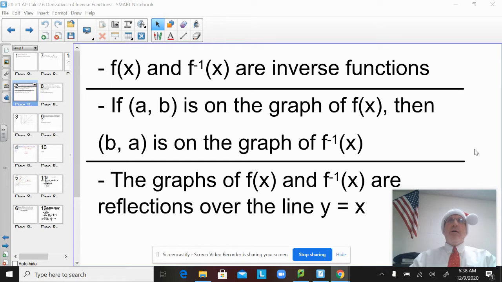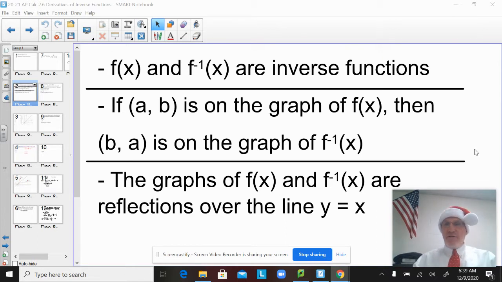I'll also remind you, in years past, you would have done some algebra to find an inverse. If it gave you a function and said find the inverse, you may remember you switched x and y and solved for y. We're not going to have to do that for derivatives; it turns out not to be necessary. But that might ring a bell as something you learned about inverse functions.